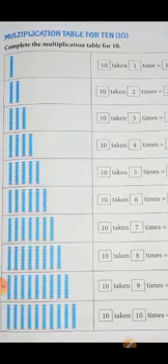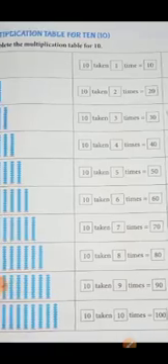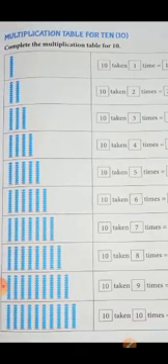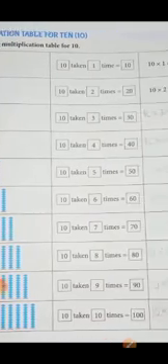Now let's see the multiplication table for 10. 10 taken 1 time is equal to 10. Here 10 beads taken 1 time. 10 into 1 is equal to 10. 10 taken 2 times. 10 beads taken 2 times is equal to 20. 10 into 2 is equal to 20.